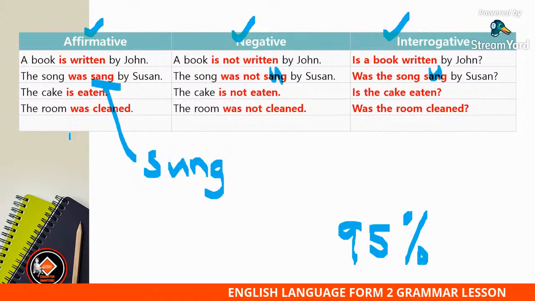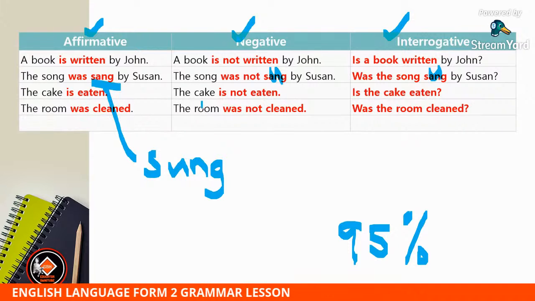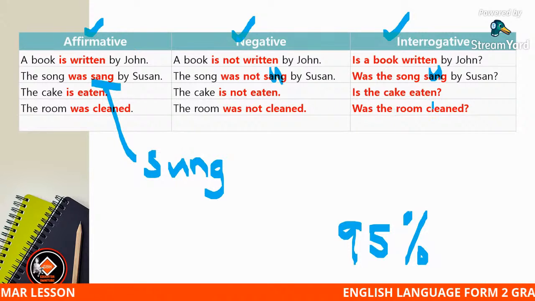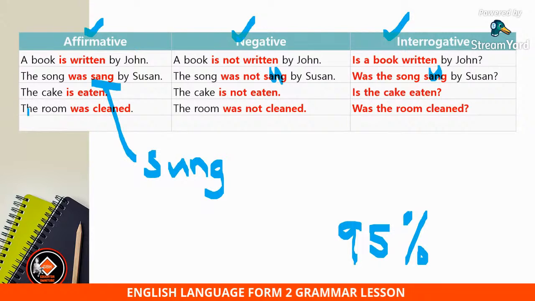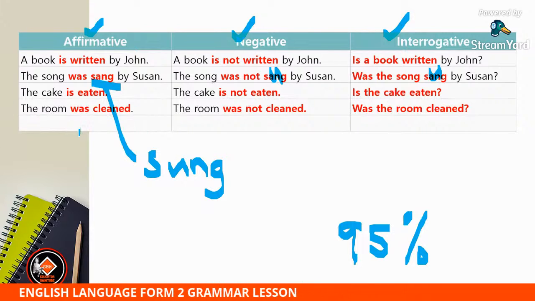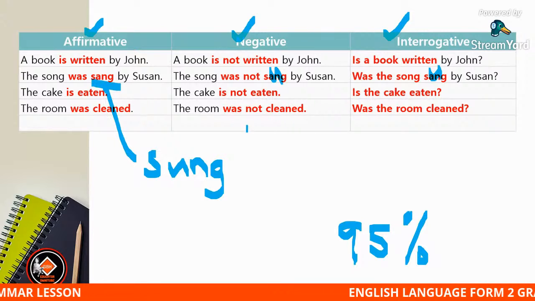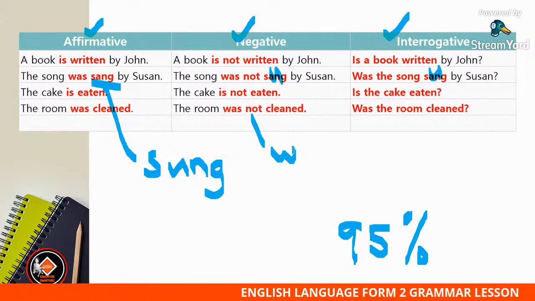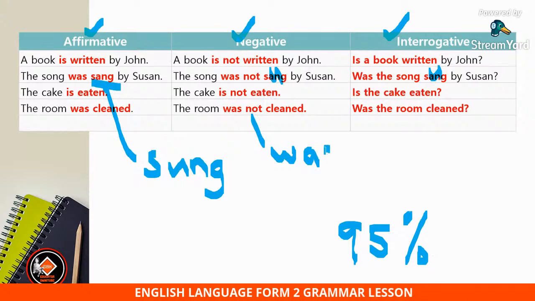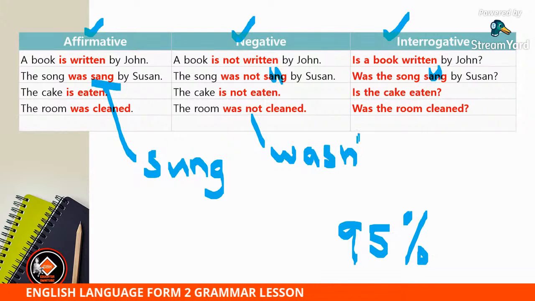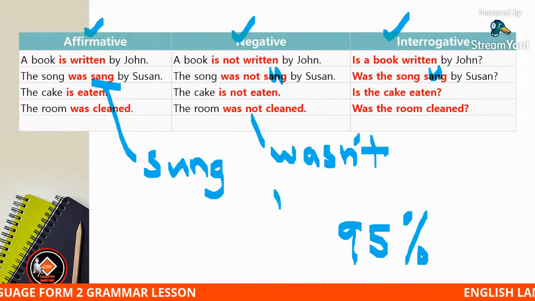Okay, next. The cake is eaten. Eaten, correct or not? Yes. The cake is not eaten. Negative. Question: is the cake eaten? The room was clean. Just now we did it, right? The room was clean. So the room was not clean. You can use contraction here, like wasn't. Isn't.